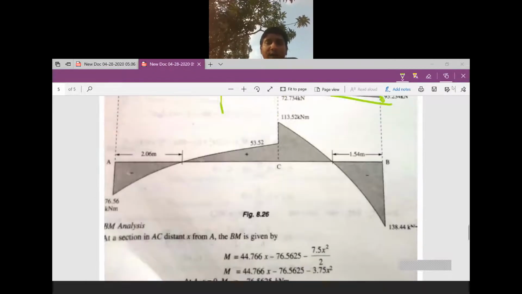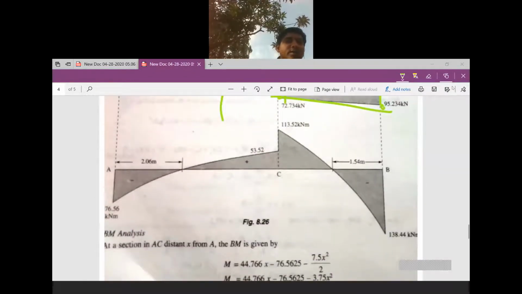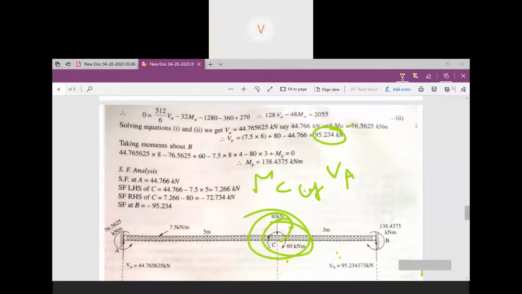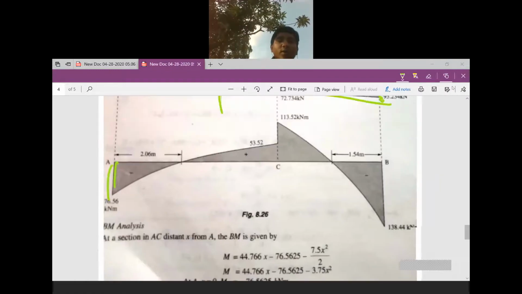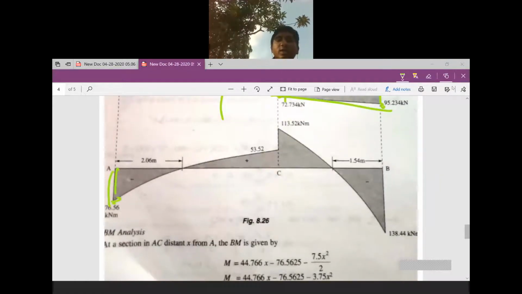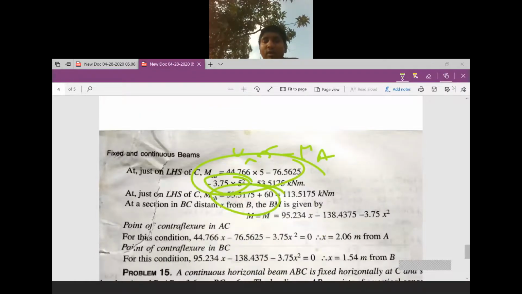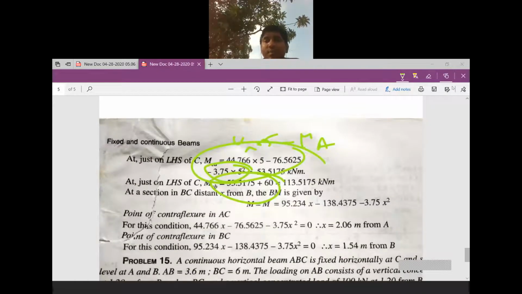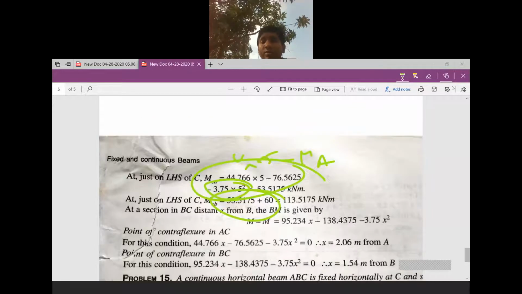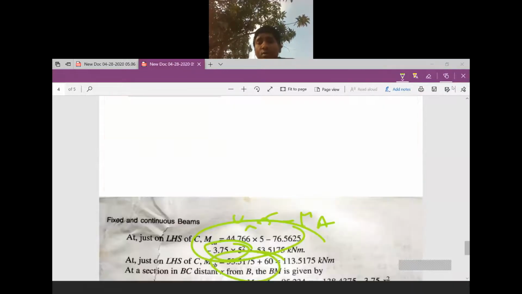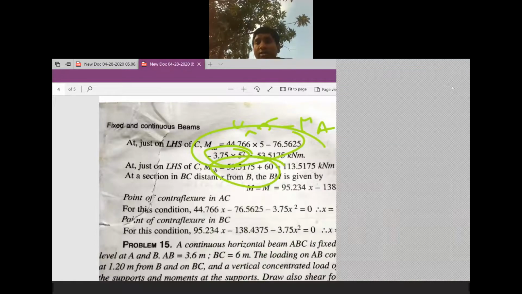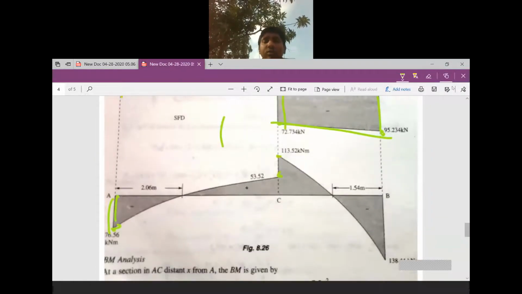Then you will draw the bending moment diagram here. Moment about A, MA, is how much? 76.56. I have taken one point here, 76.56. Next here it is this value which we have calculated at left hand, 53.517. The next value is 113.513, there at C only. Next here it is minus 138.44.